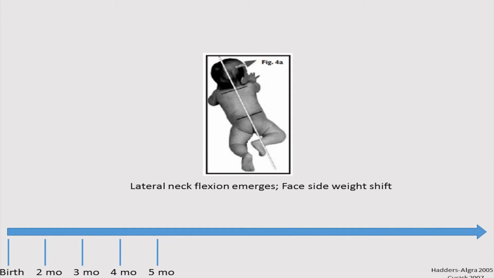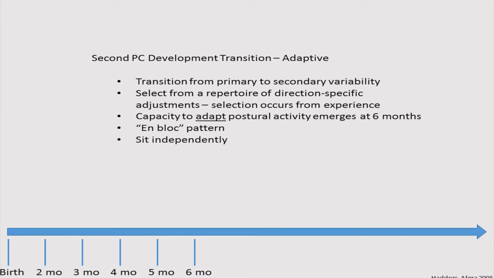Okay, so at 5 months, we start to get lateral neck flexion and face side weight shift. This is where the head turns towards the face side of the skull, and it leads to face side lateral trunk flexion and helps to load the upper limb on the face side. And we'll see that that's very important in helping to develop movement patterns on the floor.